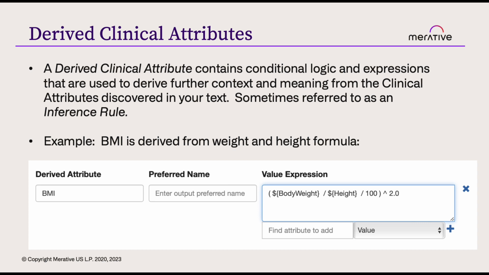A derived clinical attribute contains conditional logic and expressions that are used to derive further context and meaning from the clinical attributes discovered in your text. Because of this, derived clinical attributes are also sometimes referred to as inference rules. A commonly used example, which you may have seen in an earlier video, is BMI, which uses the body weight and height clinical attributes found in the text to derive a BMI value.